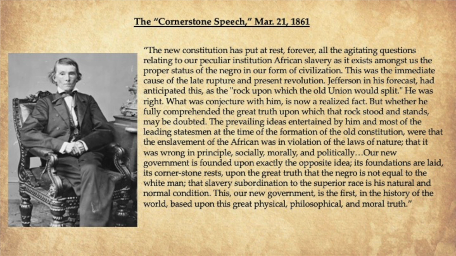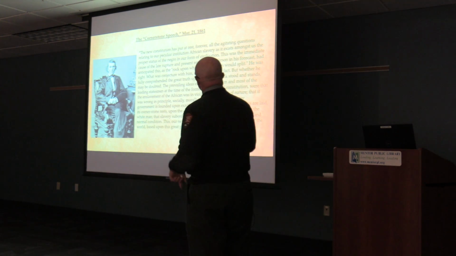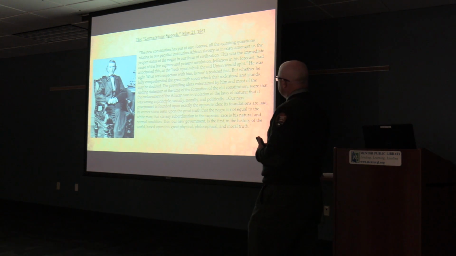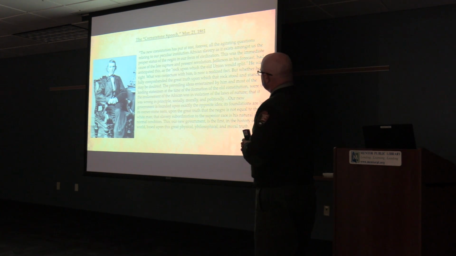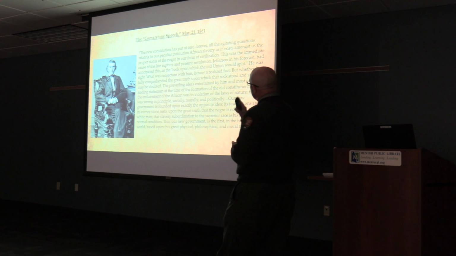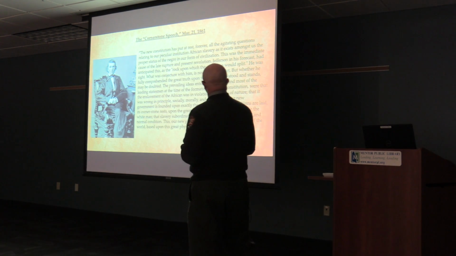Stephens took this argument one step further and basically told everybody what was wrong with the original Constitution that the Confederate Constitution fixed. The new Constitution, meaning the Confederate Constitution, has put at rest forever all the agitating questions relating to our peculiar institution of African slavery as it exists among us, the proper status of the Negro in our form of civilization. This was the immediate cause of the late rupture and present revolution.